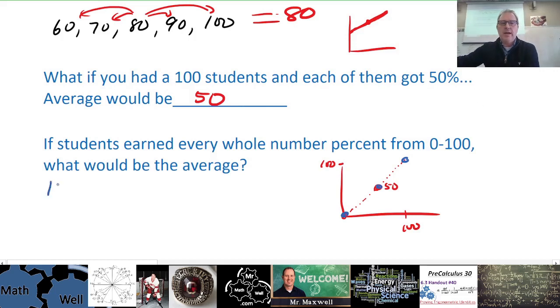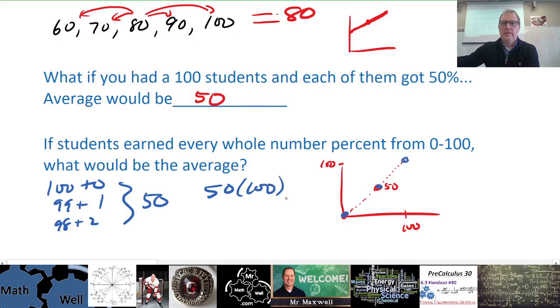We have 100 plus 0. Let's do this one more time. We have 99 plus 1. We have 98 plus 2. And we have 50 groups of these, right? We have 50 groups of those. So we have 50 times 100, because that's the sum we get, divided by 100. So the average is 50. Okay. So the average is 50. Good job. It's 50.